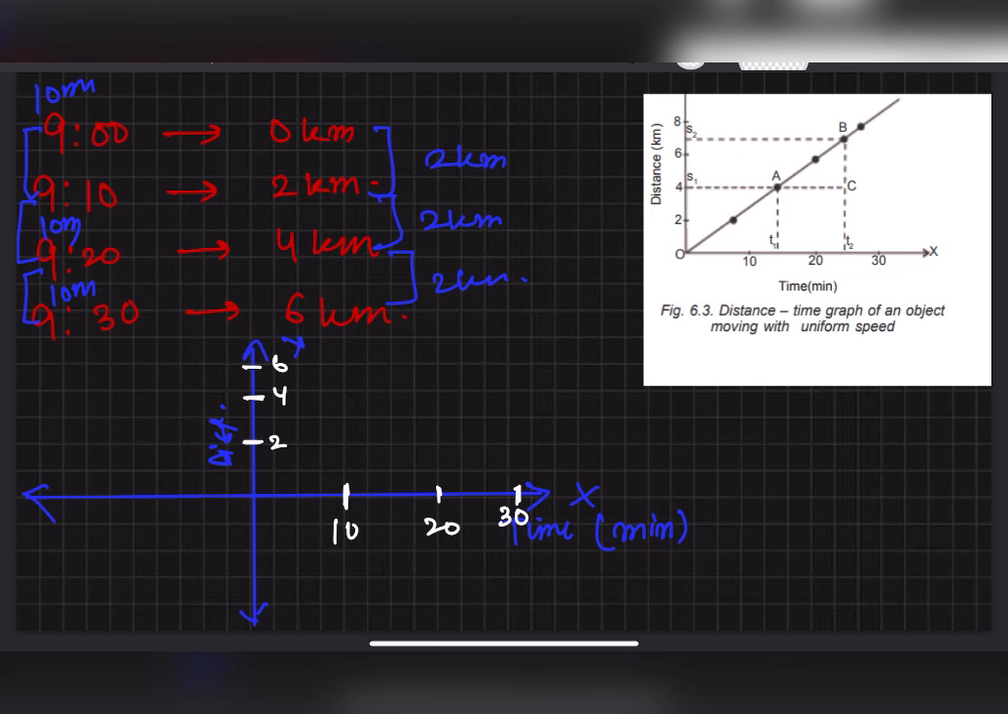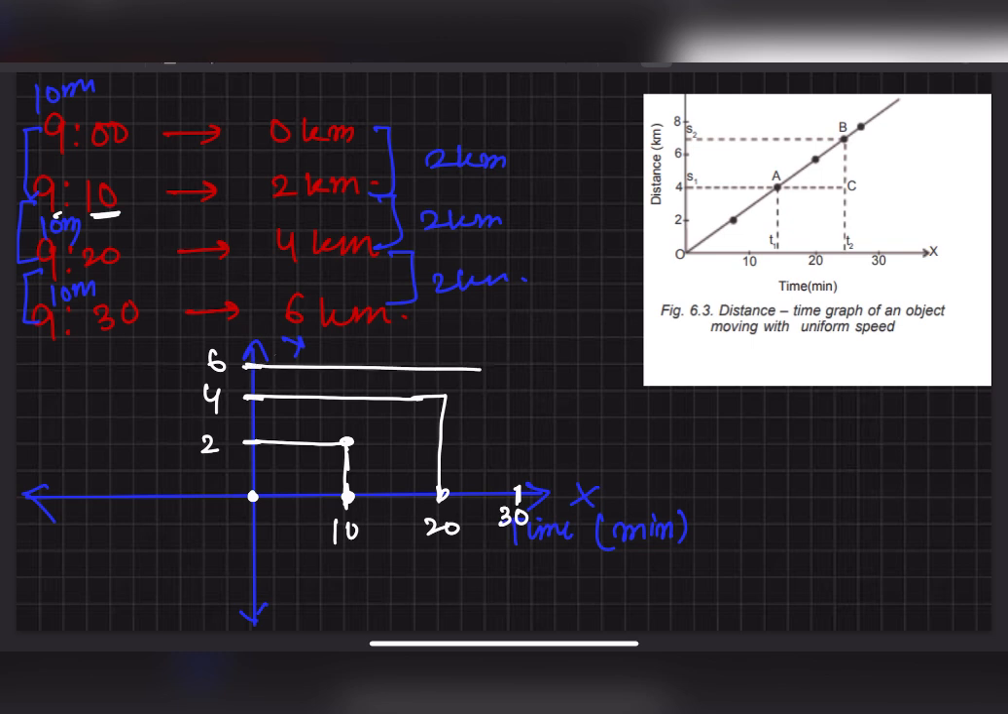Let me write down the distance on this side: 2, 4, 6. Now at 0 it was 0. At 10 minute, which was 9:10, right, it is 2 kilometers. So I will write down here. When it was 20 minutes, it was 4 kilometers. When it was 30, it was 6 kilometers. So if I draw this line straight, I'll get a very straight line like this. Okay, so this is my graph.